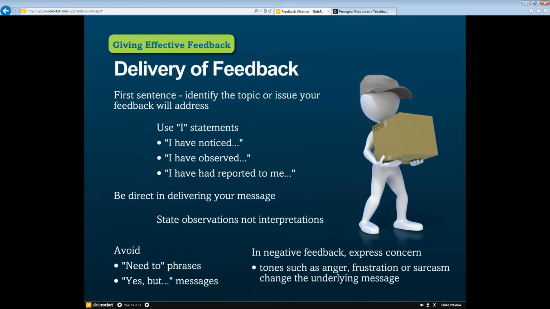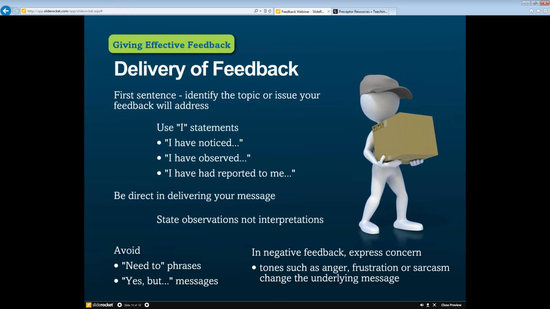Avoid certain phrases. If you start with, you need to do this, it changes the tone of the feedback session. So if you're able to give them specifics, be direct, and then tell them what you'd like to see done differently so that they can reach their goal next time, and avoid some of the you need to phrases, they'll receive it better.